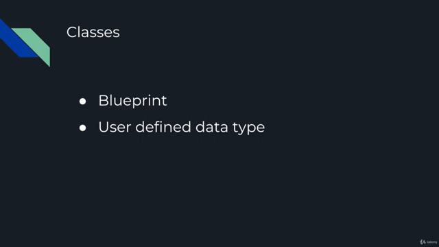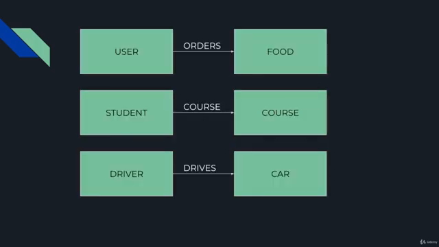But why do we need these classes and objects in programming? Classes and objects make it very easy to simulate real world scenarios in programming, and classes and objects are the building blocks for object oriented programming. Let's take a look at some real world scenarios as an example. Some real world scenarios that I have mentioned over here are: a user orders a food, a student can enroll in a course, a driver can drive a car.